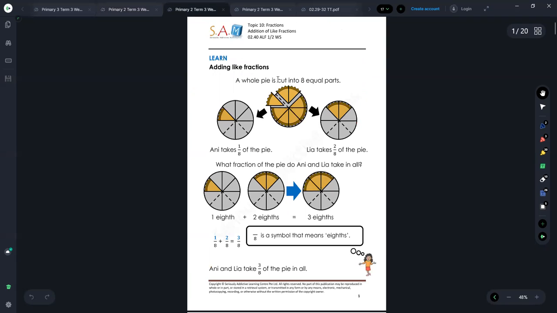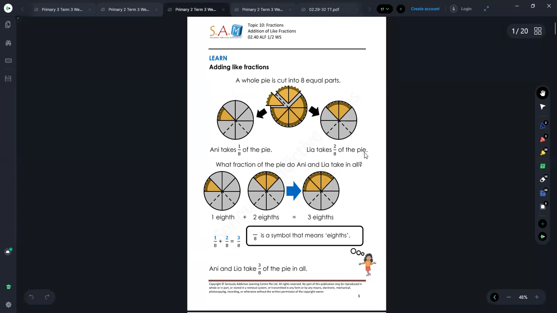All right, next thing we have is adding like fractions. Once they understand the idea of making a whole, this should be quite easy for them. You might want to go through this with them first. If the pizza is cut in 8 equal parts, Ani takes 1 out of 8 and Leah takes 2 out of 8. What fraction of the pie did they take in all?